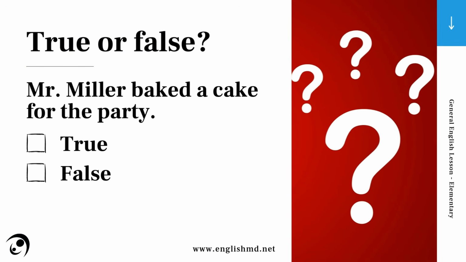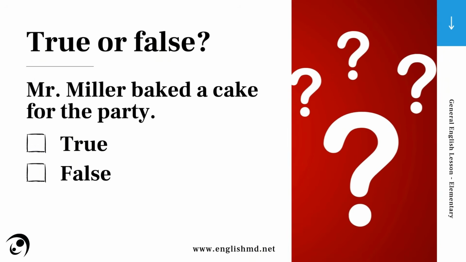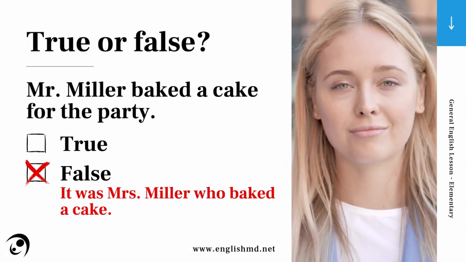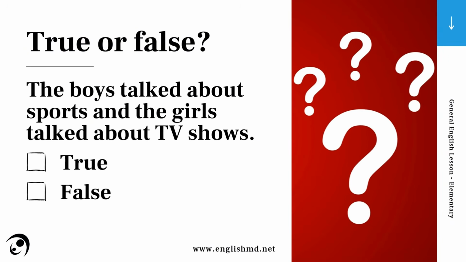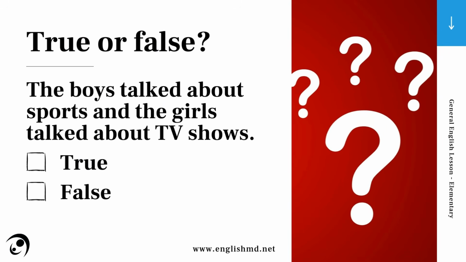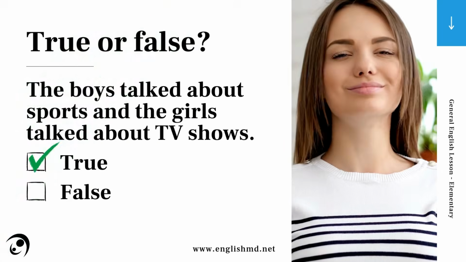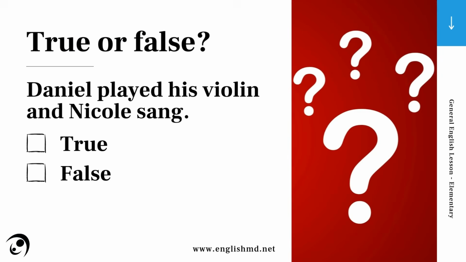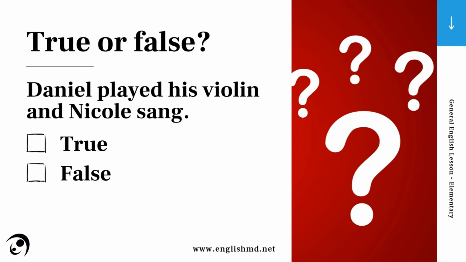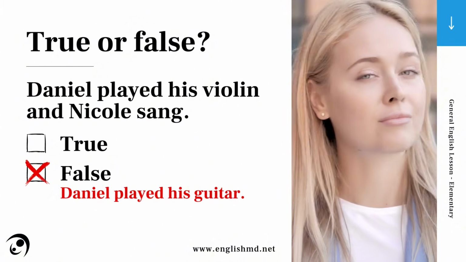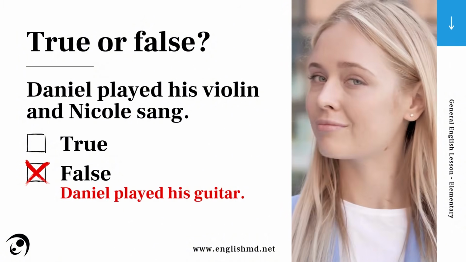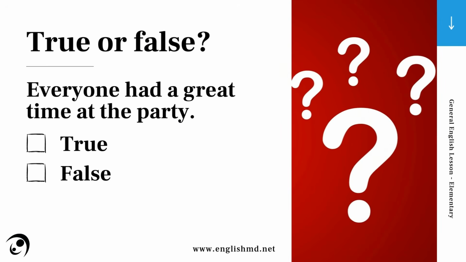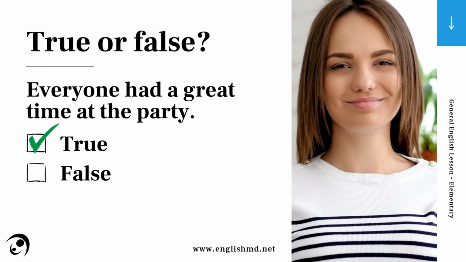Mr. Miller baked a cake for the party. False. It was Mrs. Miller who baked a cake. The boys talked about sports and the girls talked about TV shows. That is true. Daniel played his violin and Nicole sang. False. Daniel played his guitar. Everyone had a great time at the party. That is true.